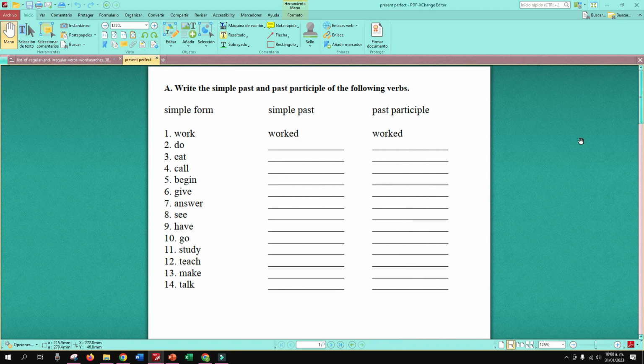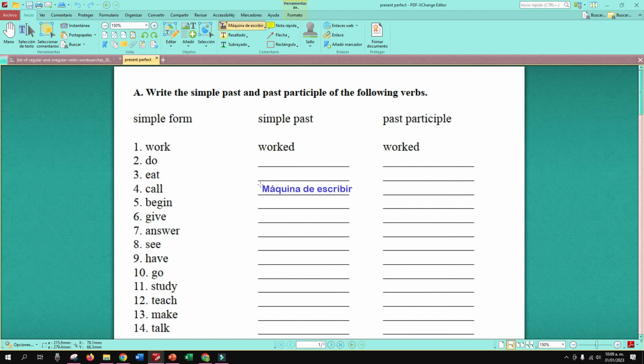Okay, so there you have the first exercise. It says, write the simple past and the past participle of the following verbs. Here we're going to use the regular and irregular verb list, right? But let's try to do it together. For example, guys, what is the simple past of the verb do? Did. And in past participle, done. Excellent. Do, did, done.